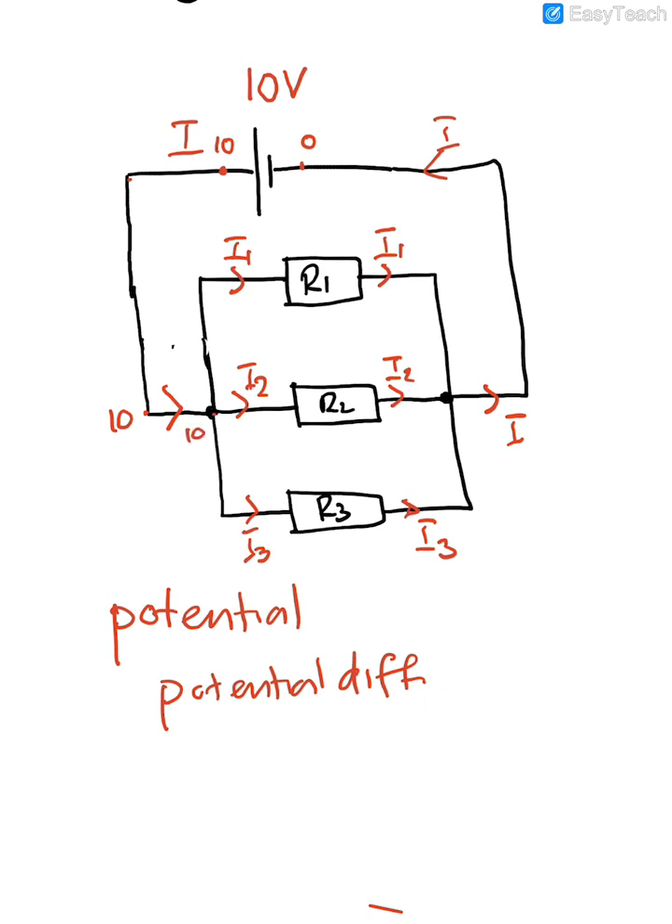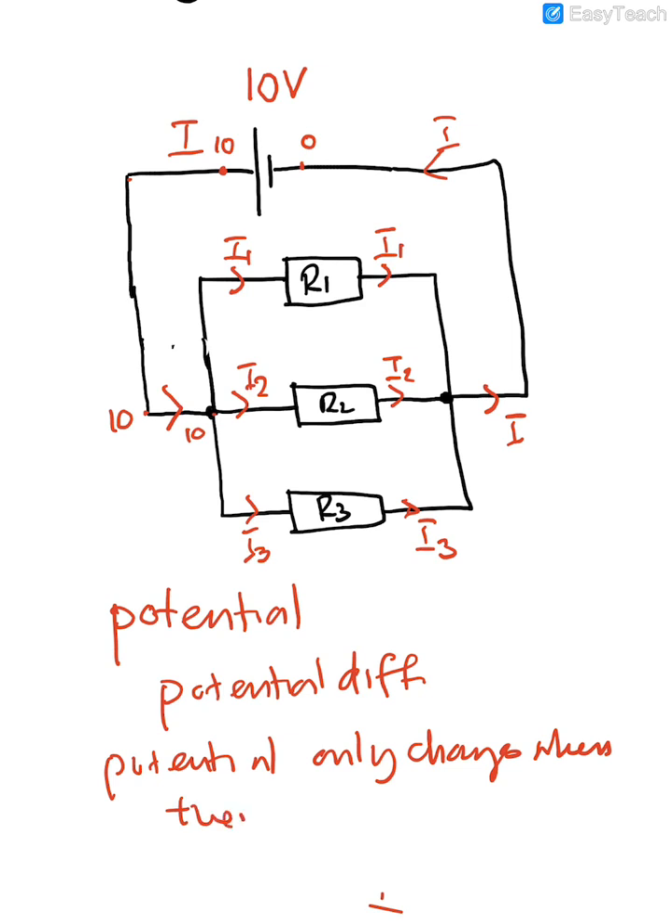Now here is a point where a lot of people say the potential will be split up into 3 parts. Not correct. The thing to remember is this: potential only changes when there is a resistor, or something which has a resistance. When it comes across something which has resistance. So here is 10, here is 10, here is 10, correct. Over here it will still be 10, here will be 10, here will be 10.